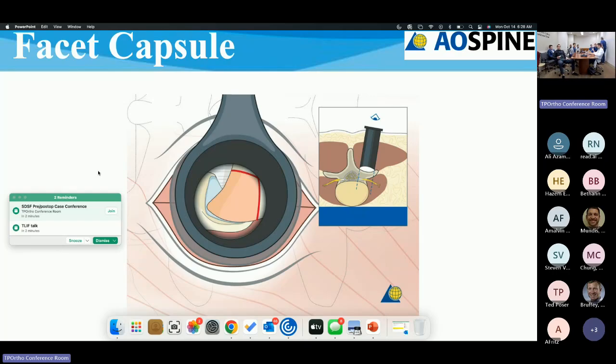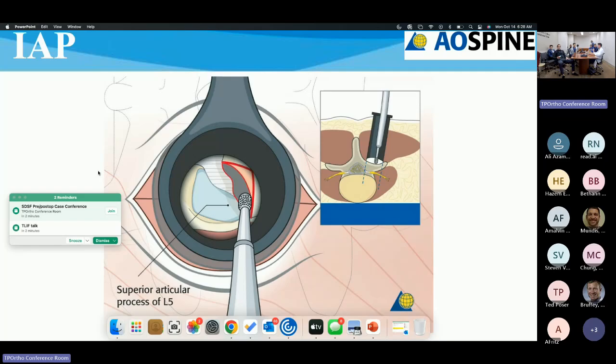So when you've got the IAP off, and this is a diagram of it being done with the drill, then you're looking at the SAP, which is the next step. And the nice thing about the SAP, when you have a view of it like this in particular, I like to keep the ligament down if I can, because then you're kind of protected. And you can start to drill it off.